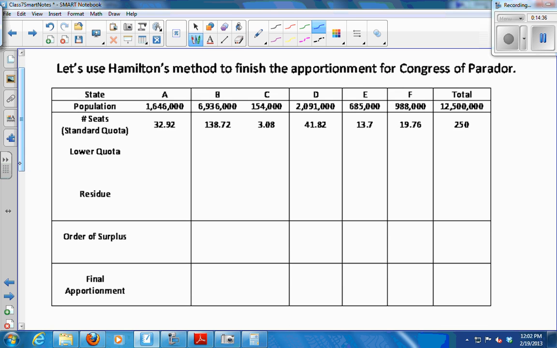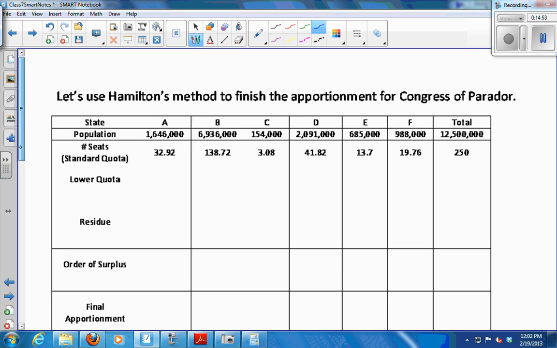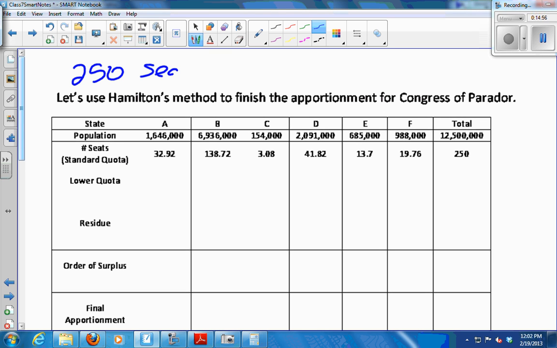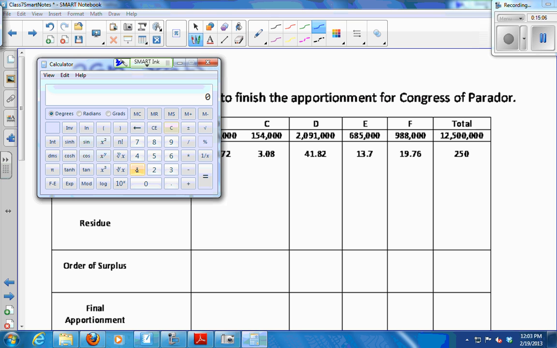So we're going to do one together. We're going to use Hamilton's method to finish the apportionment for the Congress of Parador. So the population of each state is given, and the total population. And remember, I'm giving out 250 seats. So this was from earlier, 250 seats in the Congress of Parador. One way you could do it is you could say, well, there's 12.5 million people in this country. So we do 12.5 million divided by 250 seats. That's 50,000 people per seat.